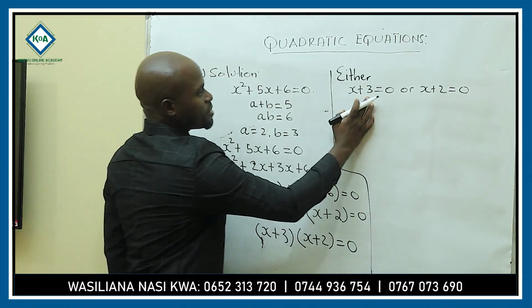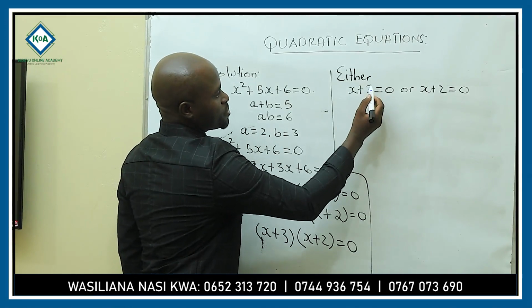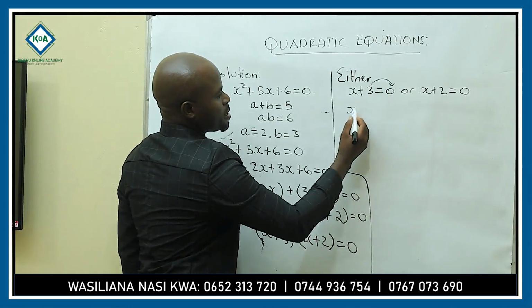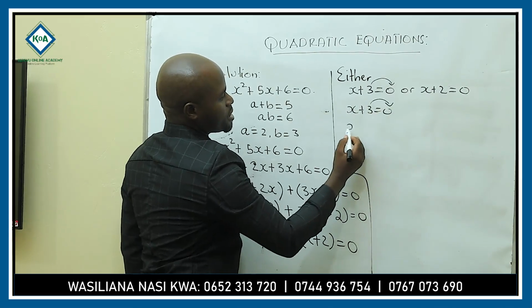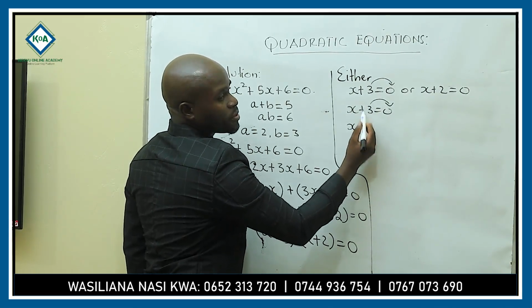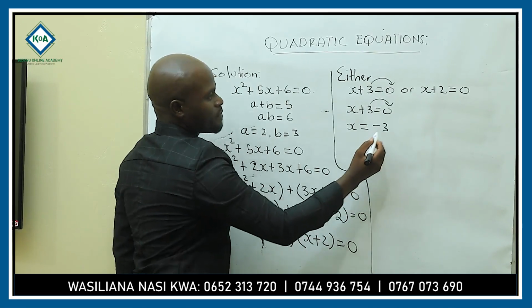So if x plus 3 is equal to 0, now what is x? We have to shift this 3 to the other side. x plus 3 is equal to 0, so we shift this to the other side. So x is equal to, this is plus, when we go there it will be minus 3.